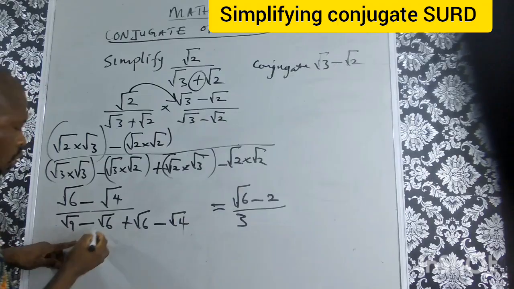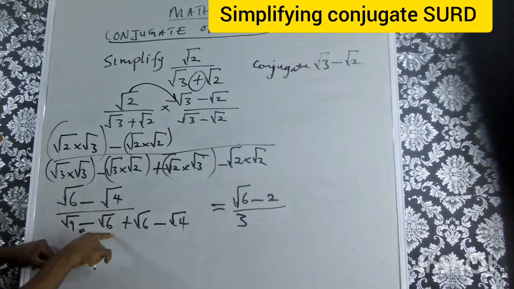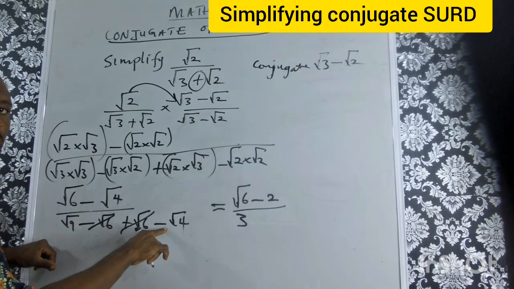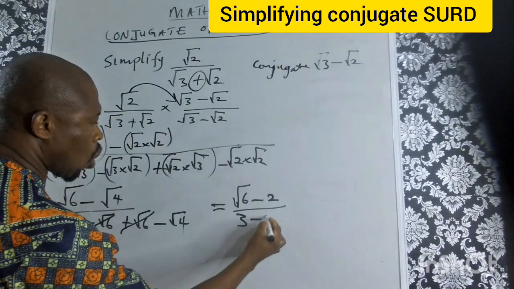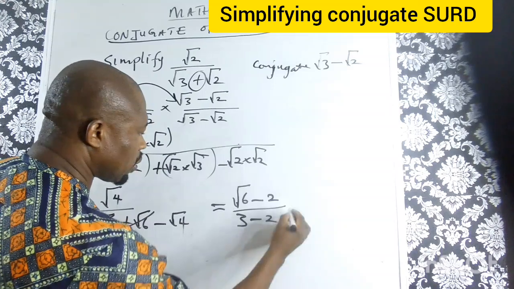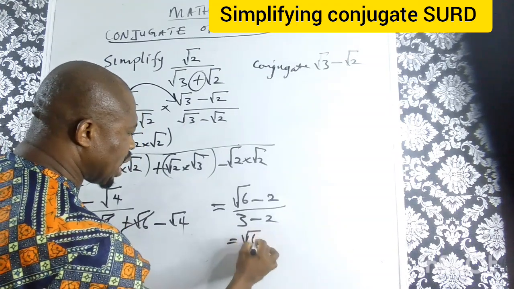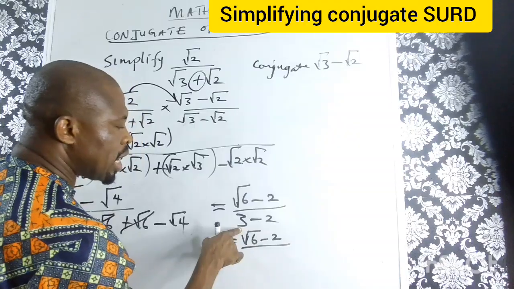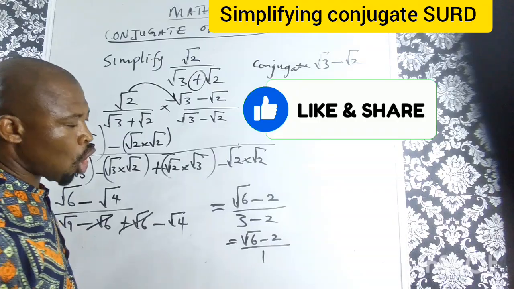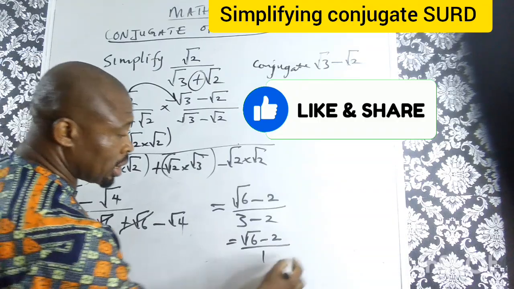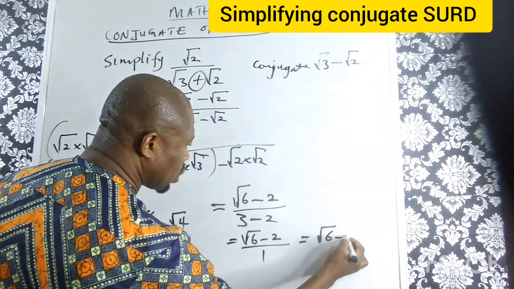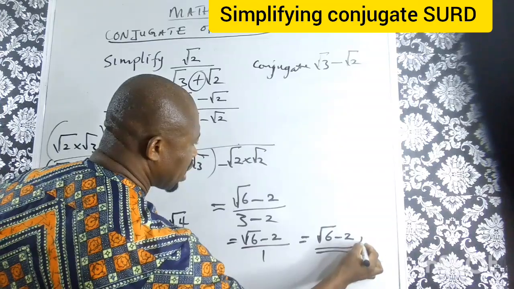Before you drop the minus, look at this. Minus root 6 plus root 6, they can cancel out. We now have minus square root of 4. Of course, square root of 4 is what? 2, which will now give us square root of 6 minus 2 all over 3 minus 2 will give us 1. And of course, this thing is same thing as writing square root of 6 minus 2. And this is our final answer.